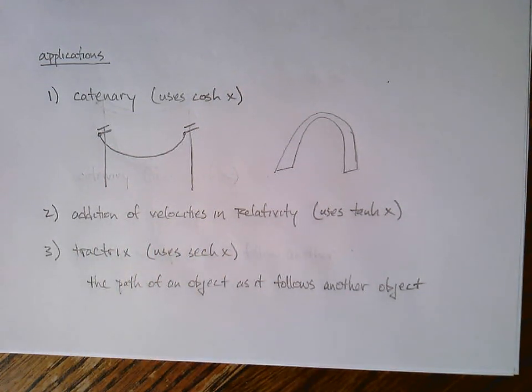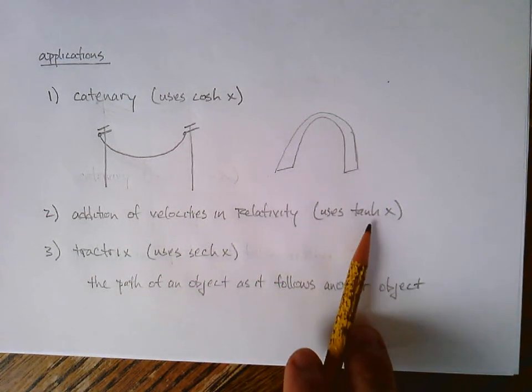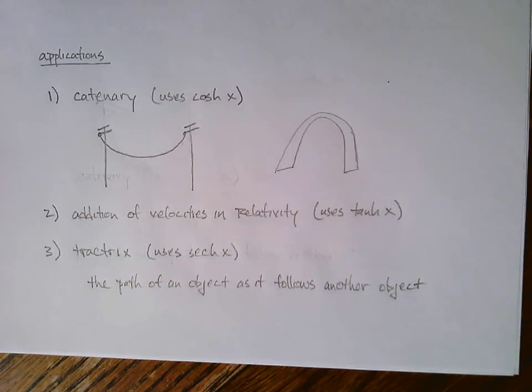Okay, number 2, this one is pretty cool. The addition of velocities in relativity. And it turns out that uses hyperbolic tangent of x. What do we mean by the addition of velocities? So let's say a good example is you're in a train. Let's say there's a train going and you're sitting in the train moving along. And then you decide to get up and walk.